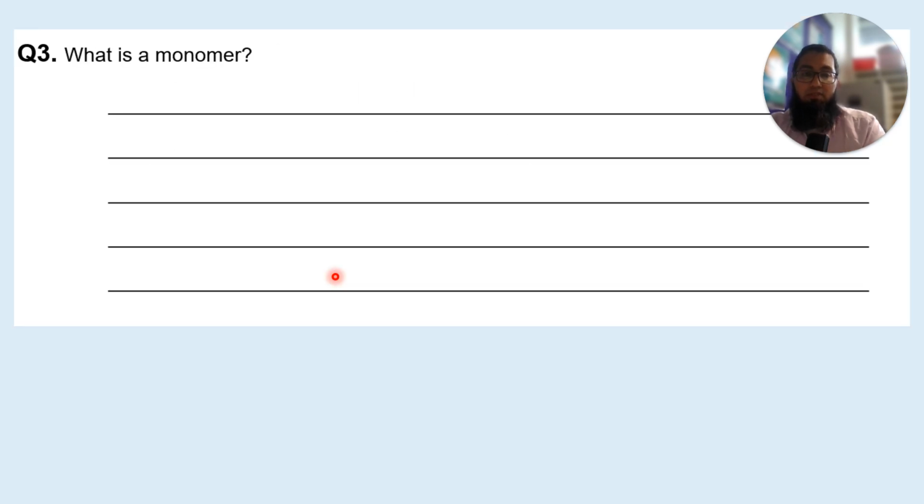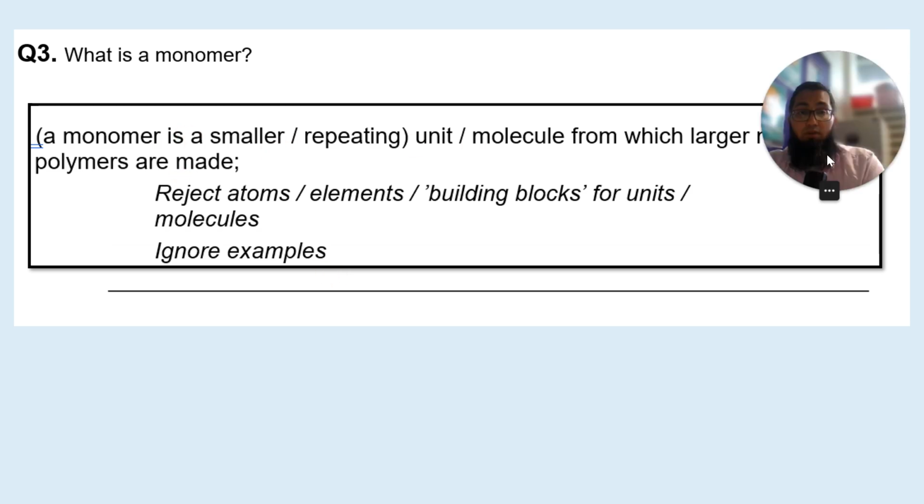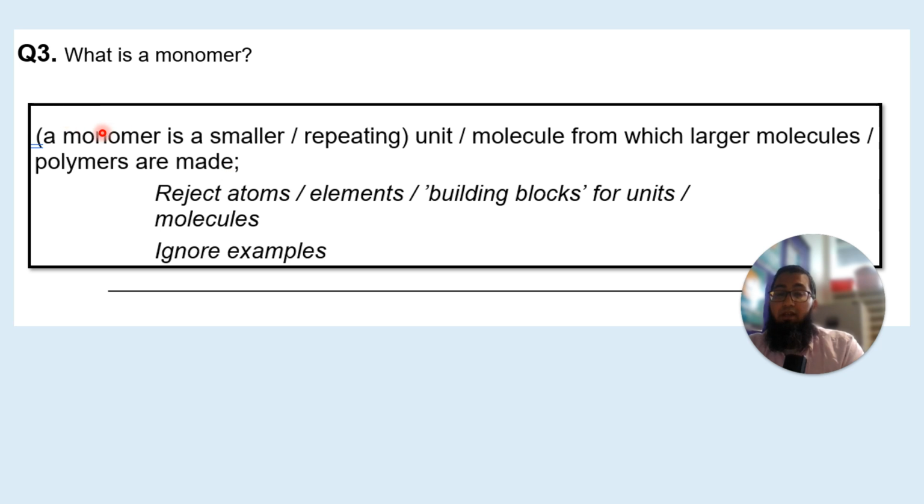What is a monomer? Pause the video. A monomer is a smaller or repeating unit molecule from which a larger molecule, polymers, are made. So these answers, try to memorize, try to put into your notes as what's a monomer for exam questions. A monomer is, in many words you can say, a smaller or repeating unit molecule from which a polymer is made.